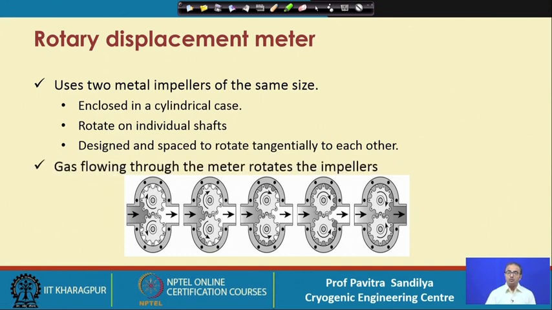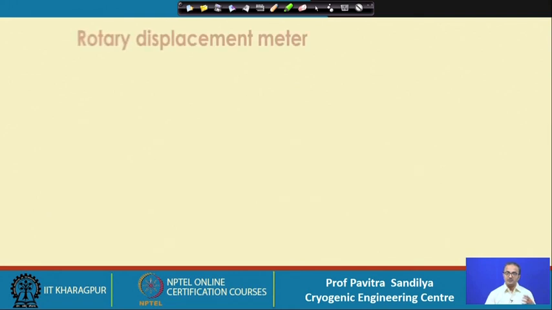It is something like the rotary pumps we have. The gas flowing through rotates these impellers. That means the higher the flow rate, the more will be the rotation of these rotating elements.